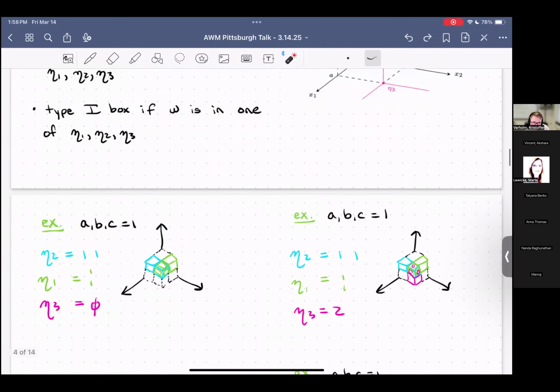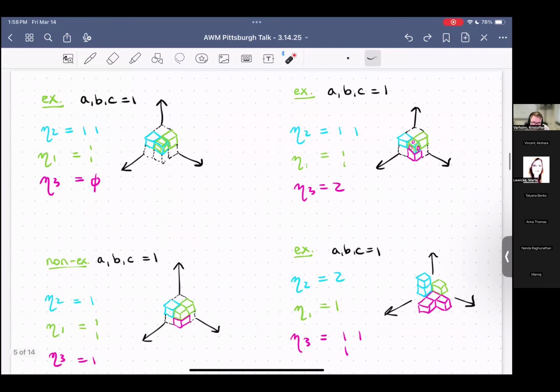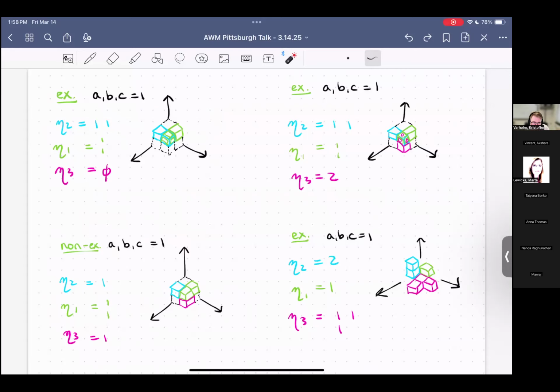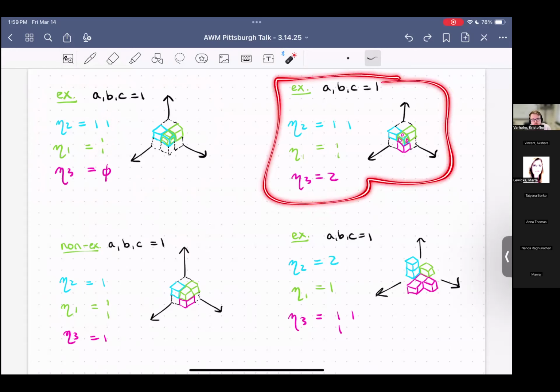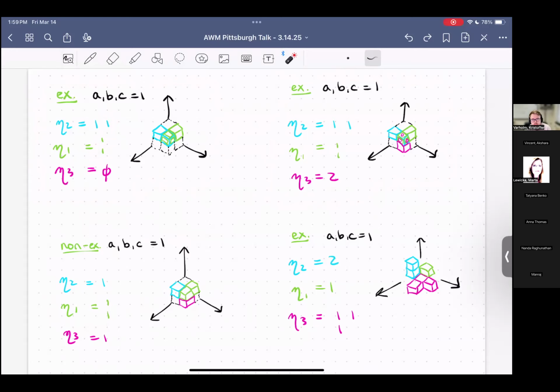Okay, great. So here's a couple of examples. In all of these, we have A, B, and C being 1. In this first example, I have one box in my intersection space right here, and it is a type 2 box. It comes from eta 2, this one, and eta 1. Over here, I have a similar looking configuration, but my box in the intersection space right here is a type 3 box now because it comes from eta 2, eta 1, and eta 3.